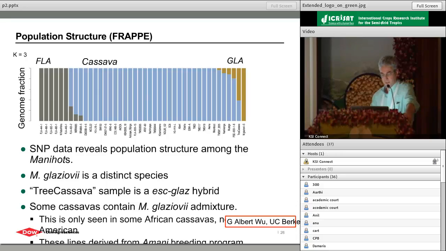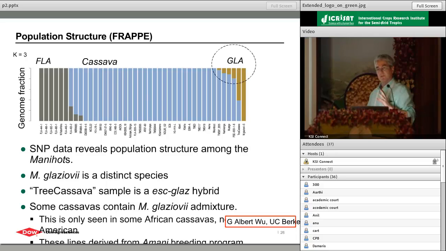And this is something I'm going to drill in on now. This only happens in African cassava, even though both Glasiovi and esculenta are South American in origin. So we only see evidence of this in African cassavas, of the ones we sequenced. And we only see them in lines that are derived from that Omani breeding program in Tanzania in the 1930s. Now remember, this was a deliberate strategy the Omani breeding program used, was to bring in some wild relatives.